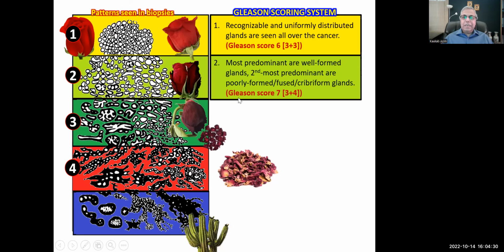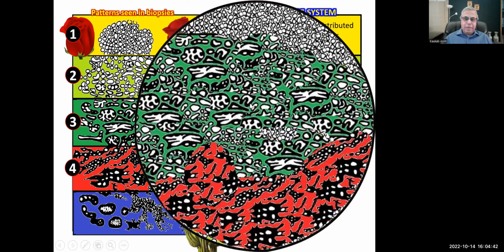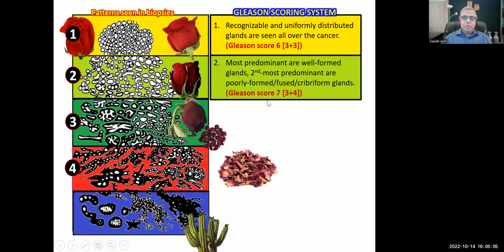Now, in your next biopsy, what you see is that the most predominant are well-formed glands, which are these ones, and the second most predominant are poorly formed or fused and cribriform glands, which are these ones. So because these are more predominant, as I've shown you in this other schematic view, not a real one, the most common pattern is this one. So you will first write 3, and the second pattern that you are seeing, which is less common or less predominant, is pattern number 4. Because this one is more common, you will write 3, and then you will write 4. So your score is 3 plus 4. Your Gleason score is 7.